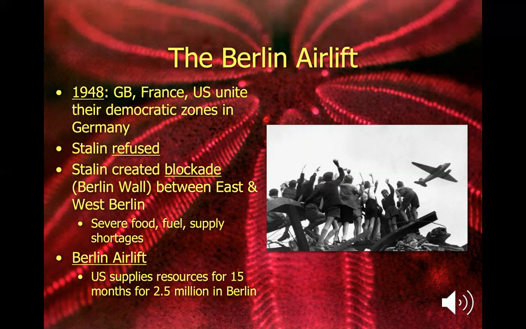So what the United States had to do for 15 months was actually fly over the Soviet section of Germany, fly into Berlin, land in Berlin, and drop off supplies. Apparently, a plane landed nearly every 3 minutes, and over 1.5 million tons of supplies were dropped off for the people in West Berlin, until, of course, Stalin backs off and opens it back up.